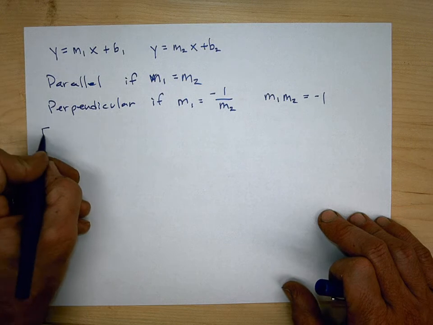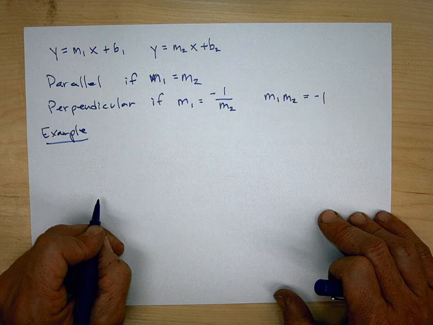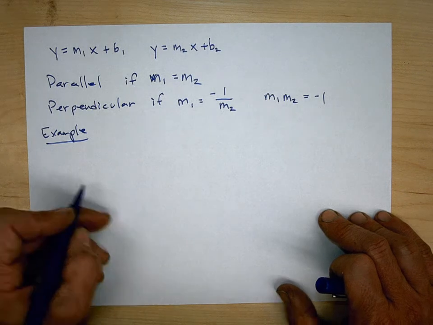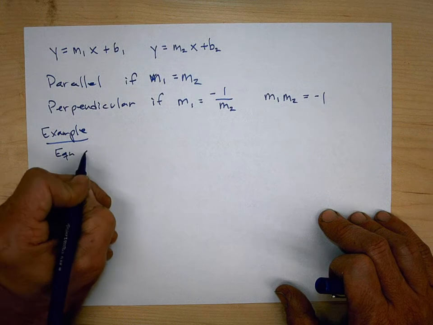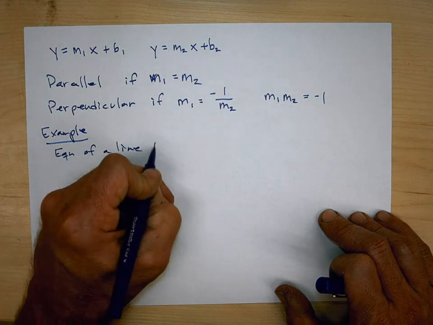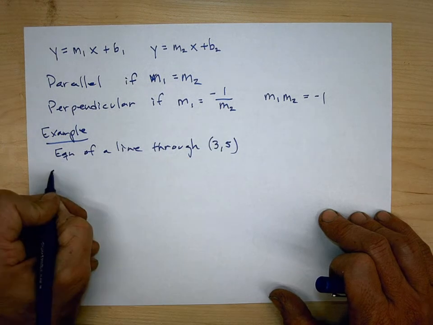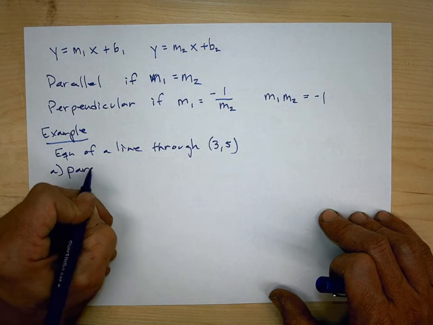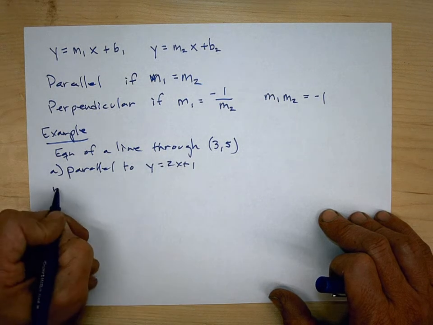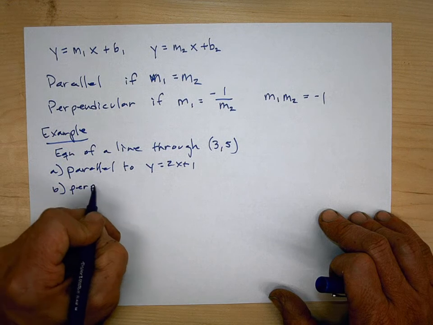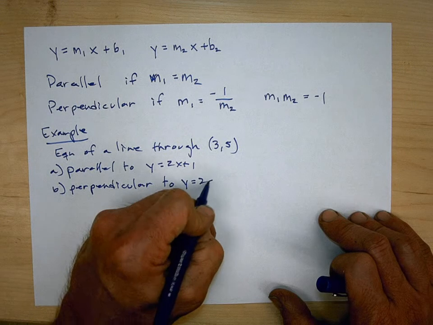So let's just do a quick example here. Let's suppose I want to know the equation of a line. So the equation of a line through the point 3, 5, first, that's parallel to y equals 2x plus 1, and then secondly, that's perpendicular to the line y equals 2x plus 1.